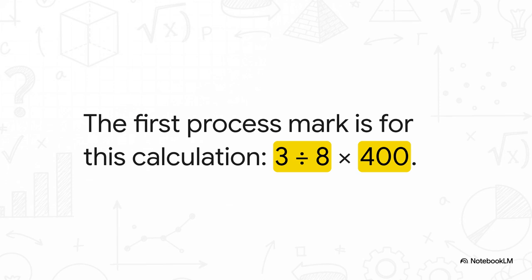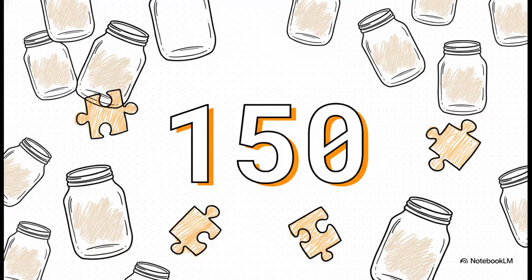So, this is the calculation that gets you that first mark. We need to find 3/8 of 400. Now remember, this is a non-calculator paper. So what's 400 divided by 8? Well, that's 50. And then 50 multiplied by 3 gives us 150. So we now know there are 150 empty jars in total. That's the first major piece of our puzzle, and 1 mark in the bag.